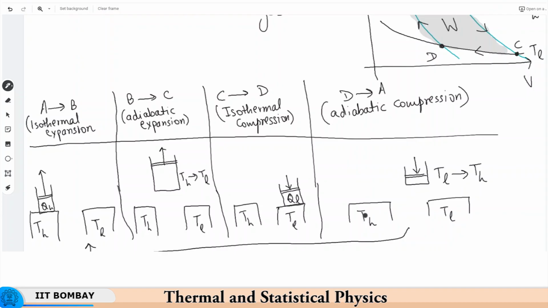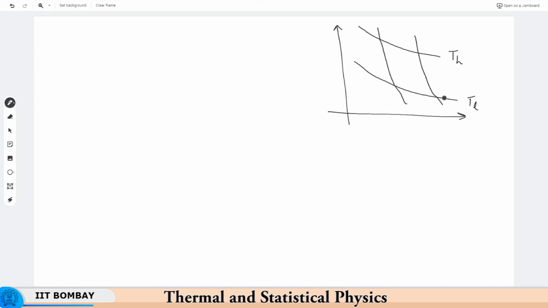So, let us first calculate the efficiency if we perform a process in this way. Maybe I can draw the indicator diagram again. So, we have two isotherms, TH and TL, and we have two adiabats, and the engine is operating in this direction.